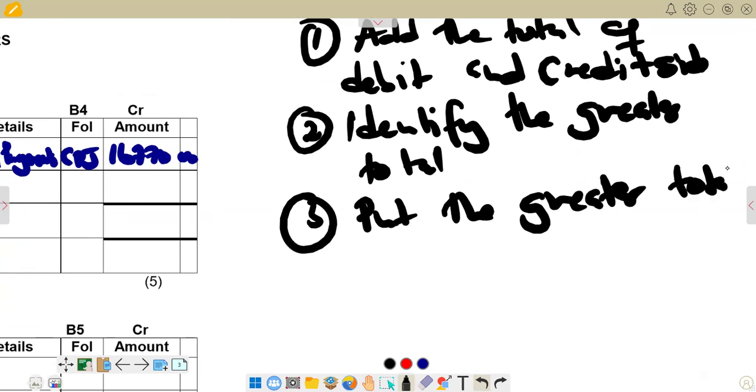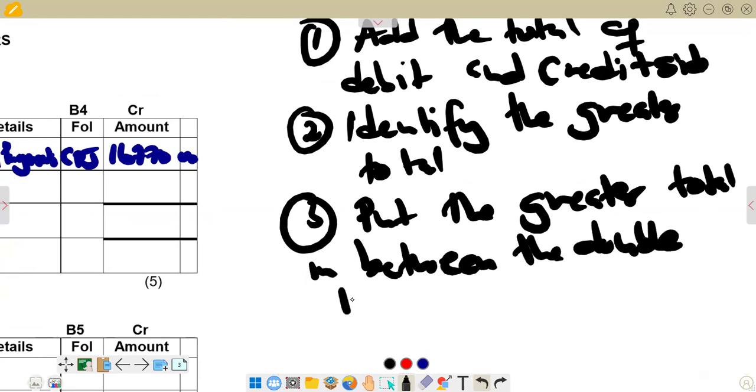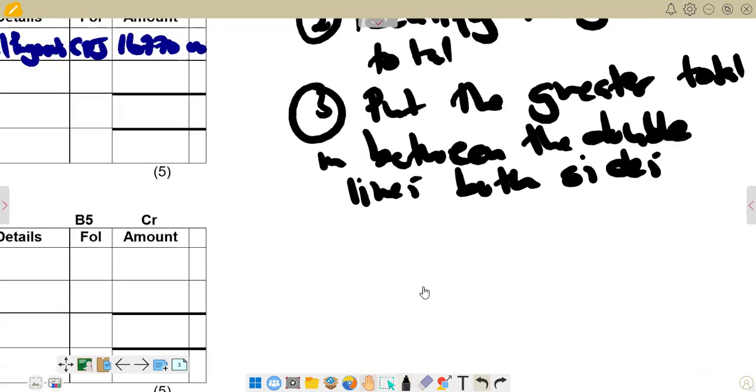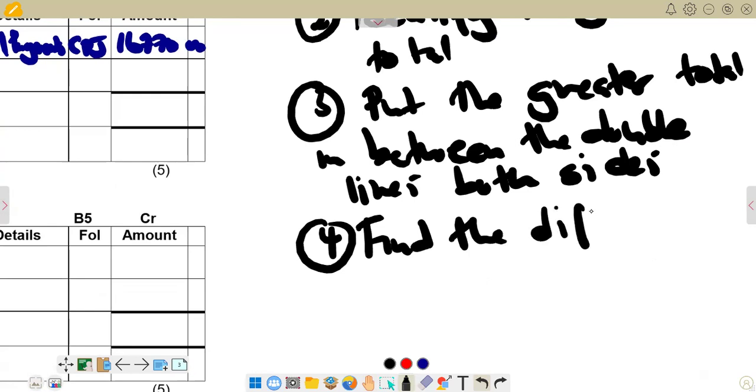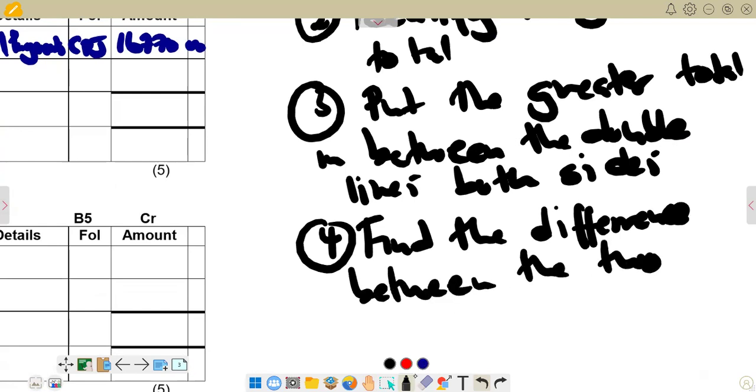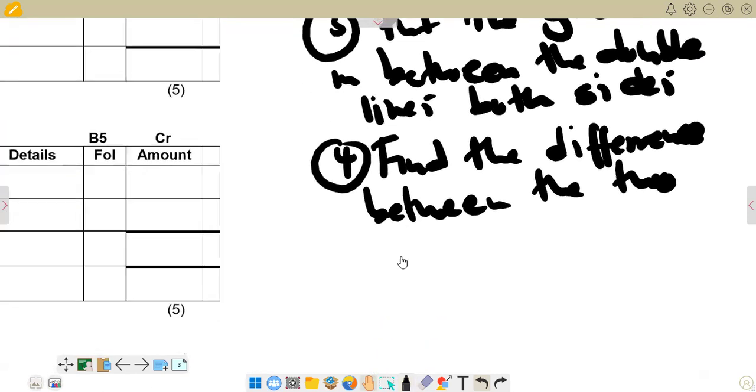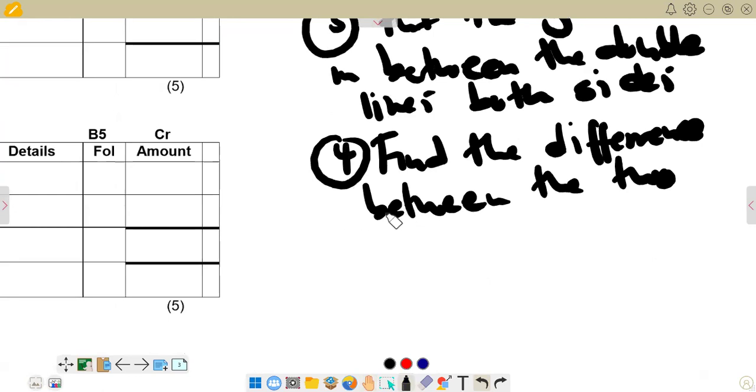put the greater total in between the double lines, on both sides. So the greater total will come on both sides in between the double lines. Then the next step, you find the difference between the greater and the smaller total. Find the difference between the two, and then on the side with the smaller total, that's where you're going to put the balance c/d.